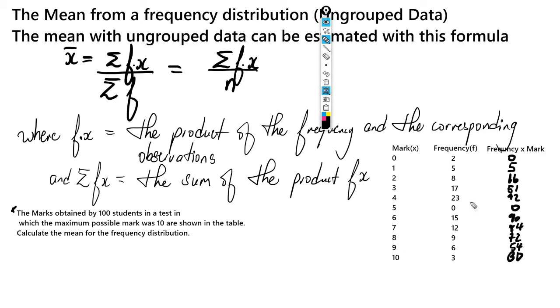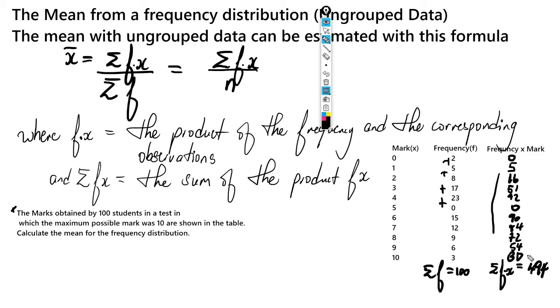Alright, guys? And what we're going to do now is we're going to find the total of the frequency. So total frequency is equal to 100. So we're going to add all of these together. And when you add all of these together, guys, you're supposed to get 100. And we're going to find the sum of the frequency times the mark, which is actually equal to, when you add all of these, guys, everything in this line, you're going to get 494.